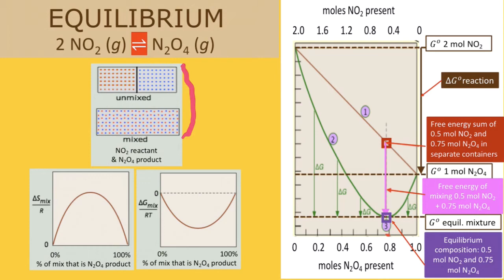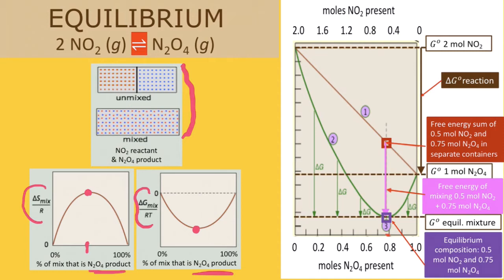Let's look at the graphs on the bottom. We're going to say that the x-axis is what percent of it is N2O4, and the graph on the left is delta S of mixing, and the graph on the right is delta G of mixing. And you can see that when it's about 50% N2O4, that's when you would maximize entropy. And when you maximize positive delta S, that's when you have the greatest negative delta G.